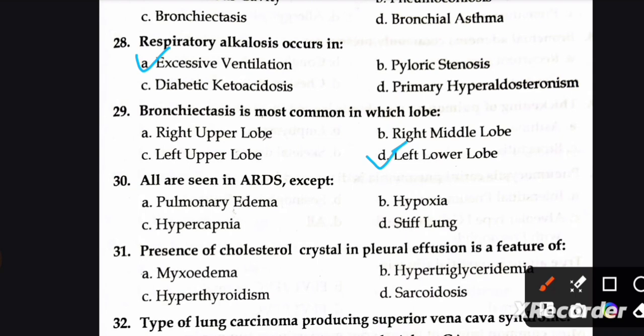Next question is all are seen in ARDS except A pulmonary edema, B hypoxia, C hypercapnia and D stiff lung. Right option is C, hypercapnia.